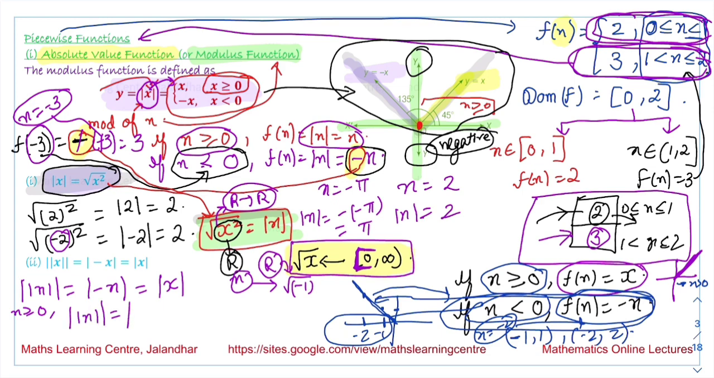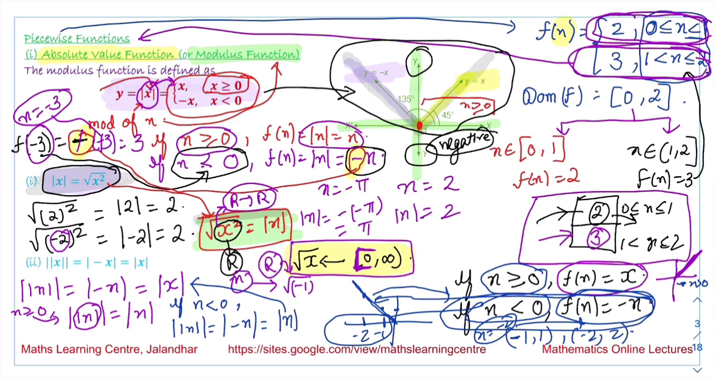This will give us the answer. What is mod x? When x is greater than or equal to 0, it is x, and the answer we are obtaining is equal to mod of x. Now the second case we are talking about: if x is less than 0, then mod of x is equal to mod of minus x. And what is mod of minus x? It is equal to mod x. We are saying mod of minus x is equal to mod x.